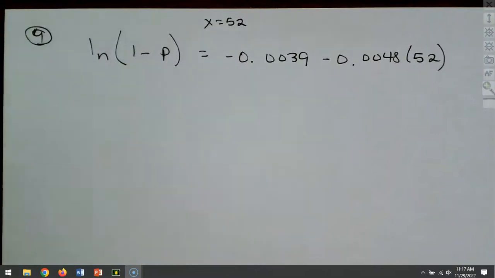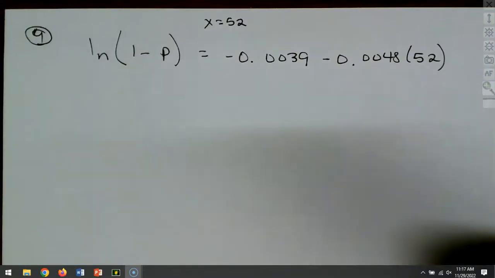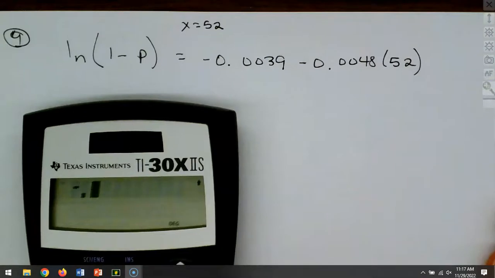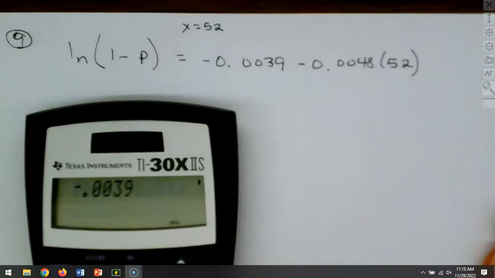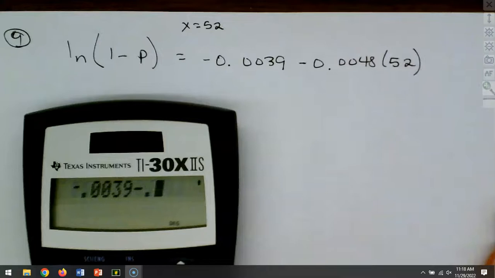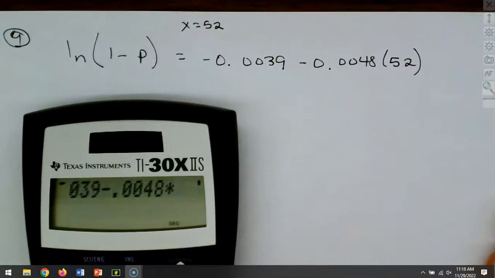So putting these together, we've got minus 0.0039 minus 0.0048 times that 52. We're going to do it all at once, put it together, and that should come out to give you minus 2.535.